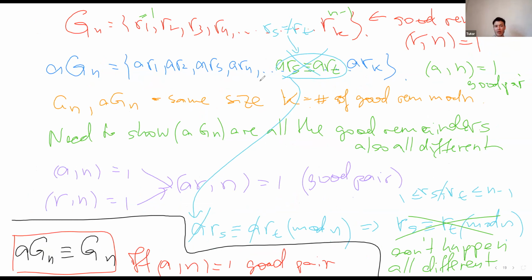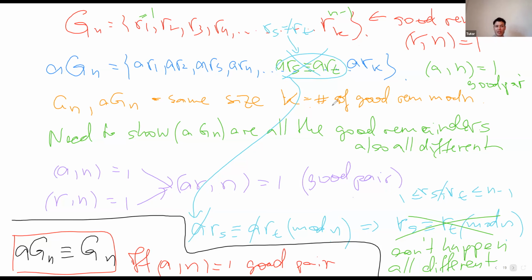So if they're all different, how do I show that they're all good remainders? Well, all the R's are good, and A is good, so if I combine A with R, I'm also going to get a good remainder. So all of these are good remainders. They're all different, and there are k in total. There are at most k good remainders, that's what we know. So they all need to be the same.